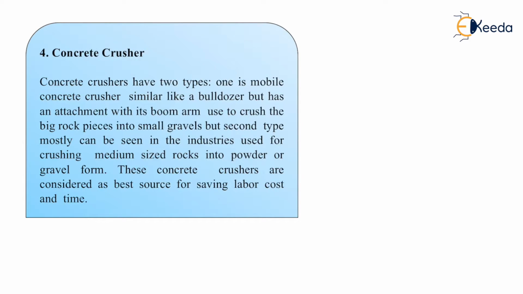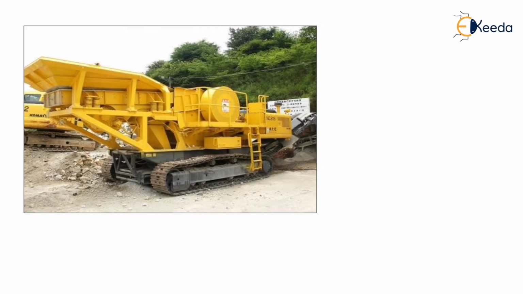Then comes the concrete crusher. Concrete crushers have two types. One is the mobile concrete crusher, similar to a bulldozer, but with an attachment on its boom arm, used to crush big rock pieces into small gravels. The second type can mostly be seen in industries, used for crushing medium-sized rocks into powder or gravel form. These concrete crushers are considered the best source for saving labor cost and time. As you can see, these are known as concrete crushers, used for crushing of rocks.